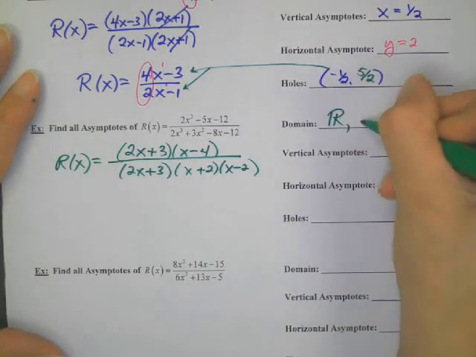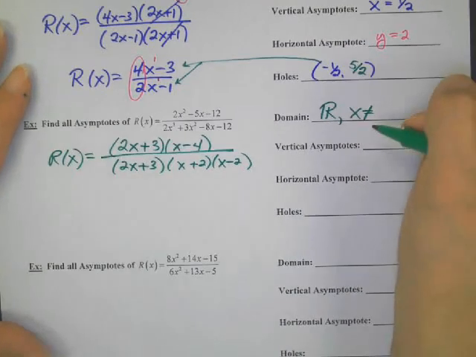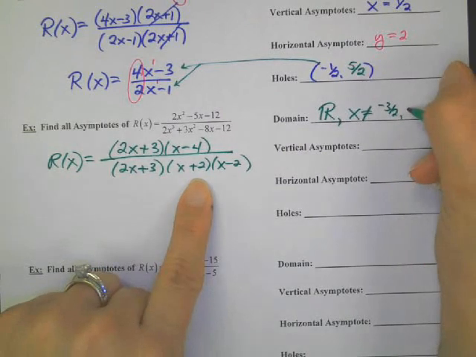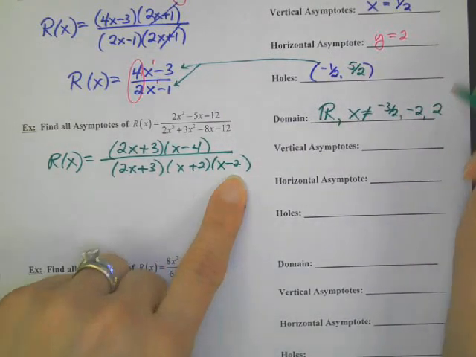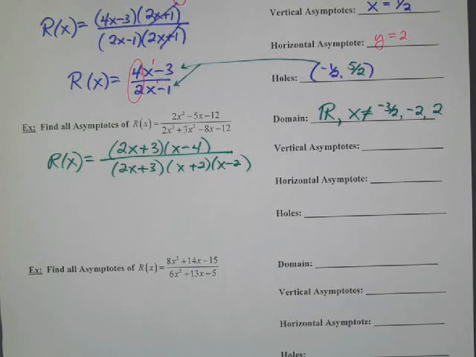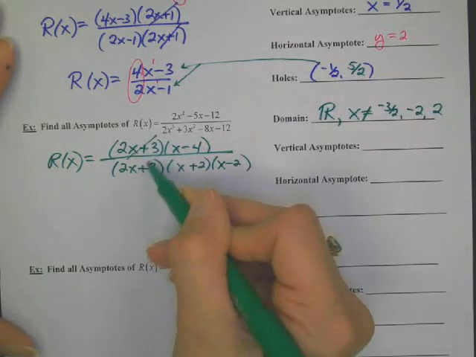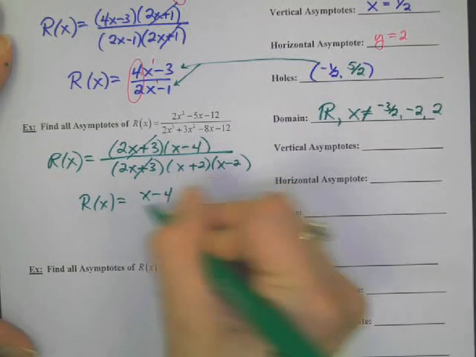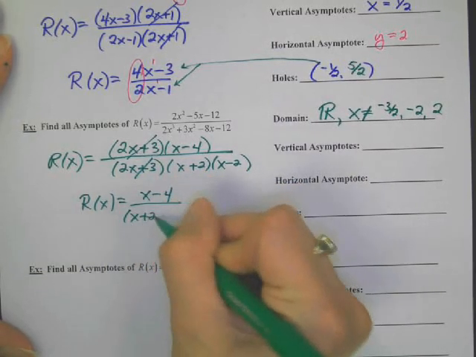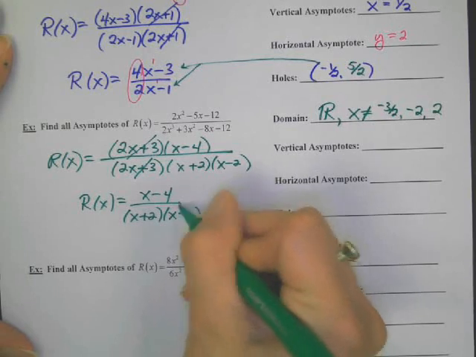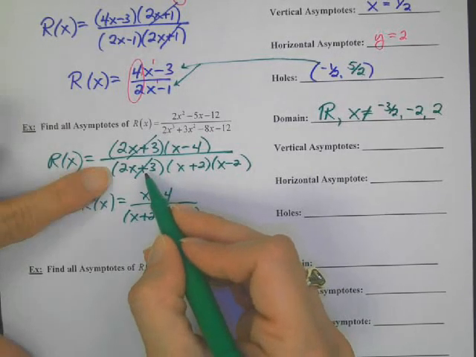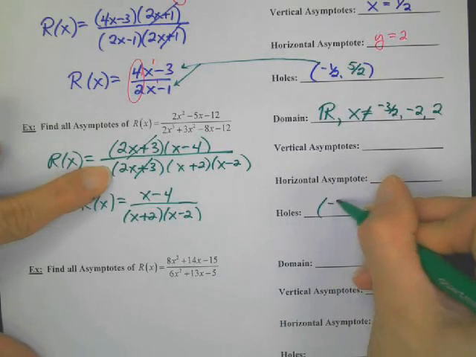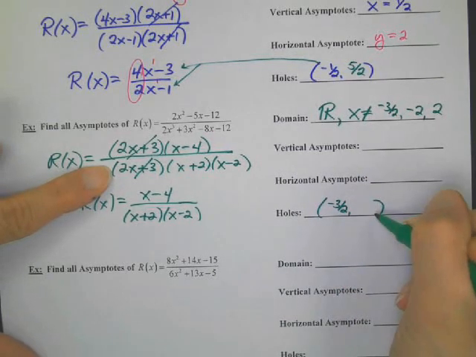So this graph is going to use all reals except x cannot be: there's going to be no graph at negative 3/2, no graph at negative 2, and no graph at positive 2, for a variety of reasons. These factors right here can cancel, so r of x can actually go ahead and get a lot smaller. That's going to be nice. And whenever factors cancel, that becomes a hole in the graph. So the hole is at negative 3/2 comma something.